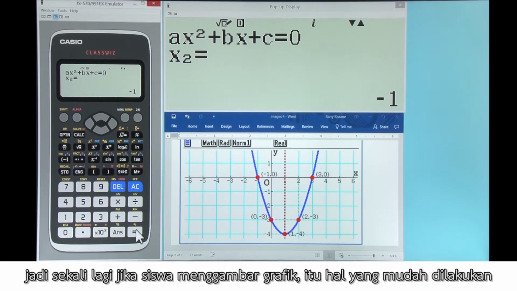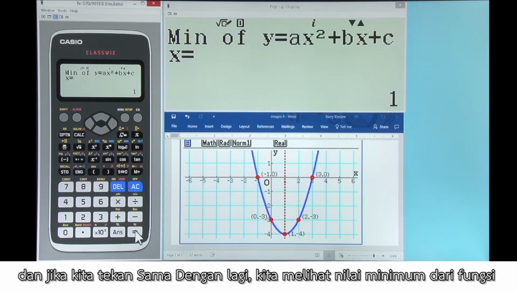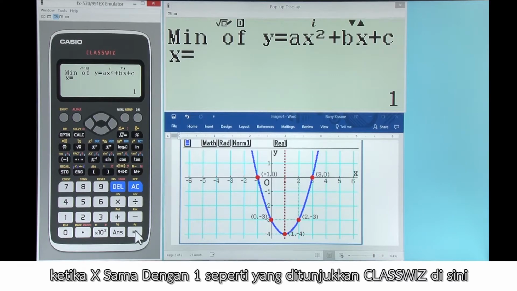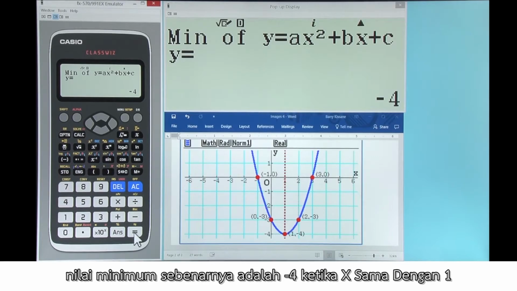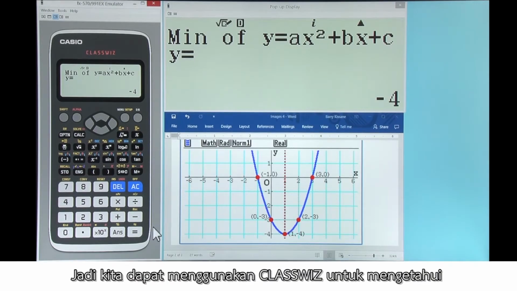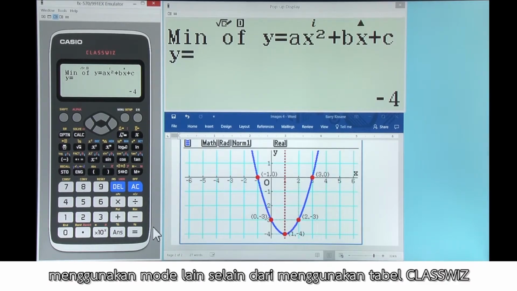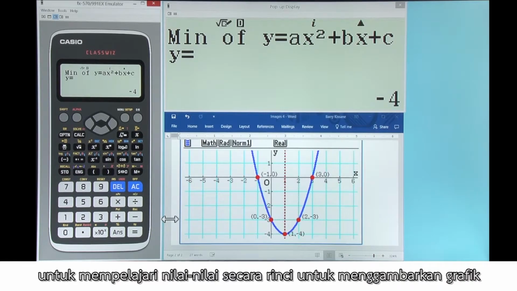So again, if students are drawing a graph, it's an easy thing to do. And if we tap equals again, we see the minimum value of the function when x is equal to 1, as the ClassWiz indicates over here, and the minimum value is actually -4 when x is equal to 1. So we can use the ClassWiz to find out some important features of a quadratic function using this other mode, in addition to using the ClassWiz table to explore the values in detail and to draw a graph.